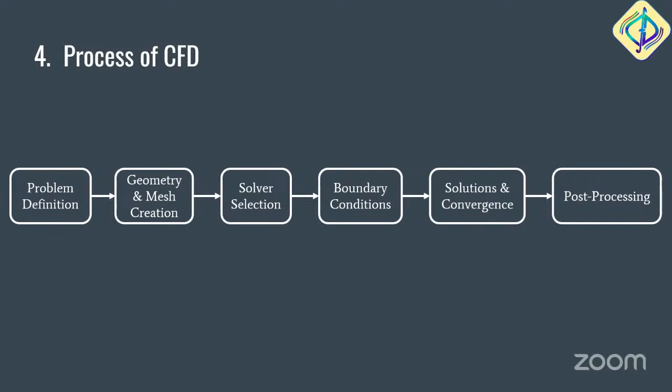If you want heat transfer, you will have some additional parameters, so you will always select a solver for that. Once you've done that, you will set up your boundary conditions, and then you will move on to the solution. You'll check whether your solution has converged. Once you are happy with your solution, you can go ahead with the post processing.